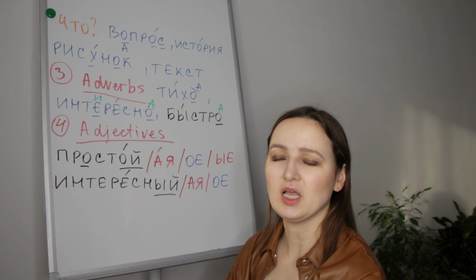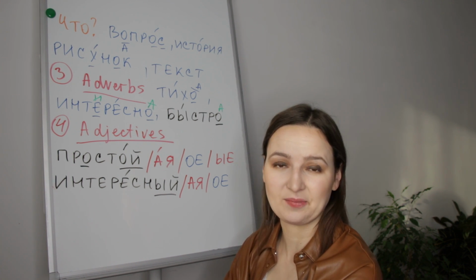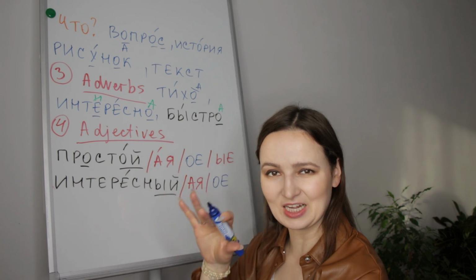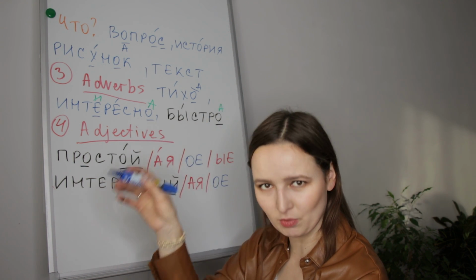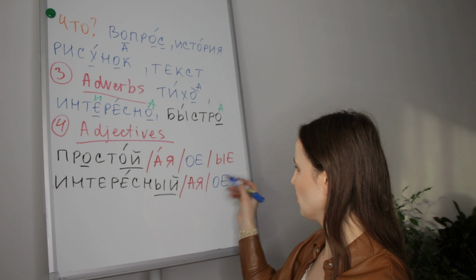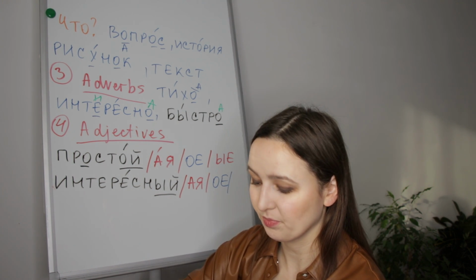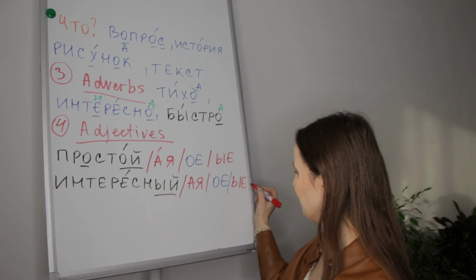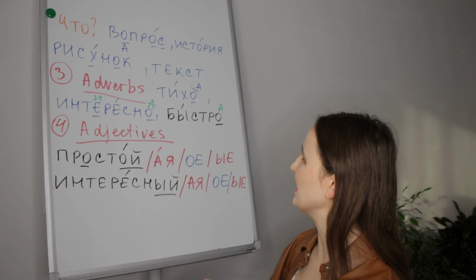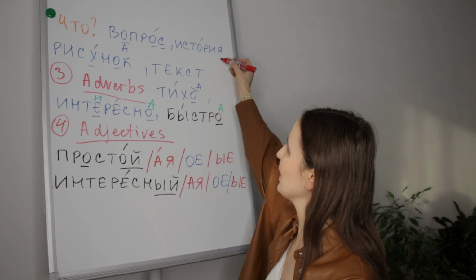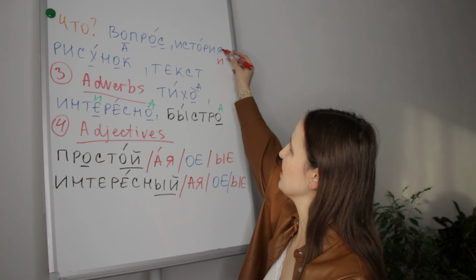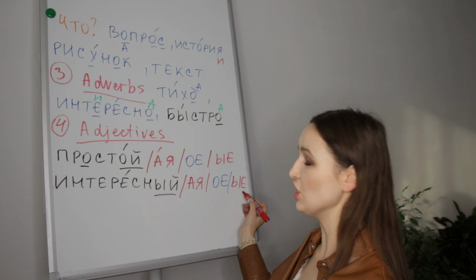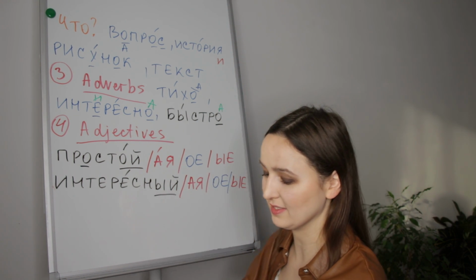Интересное предложение. Interesting sentence or proposal. Предложение means a sentence and a proposal at the same time. And the plural is ые. Интересные истории. If we replace я with и, it will be plural. So, интересные истории. Interesting stories.